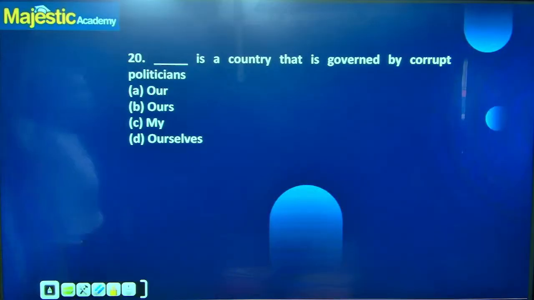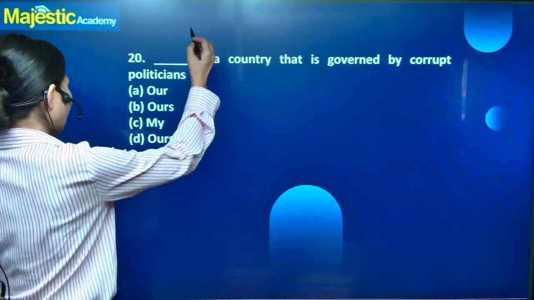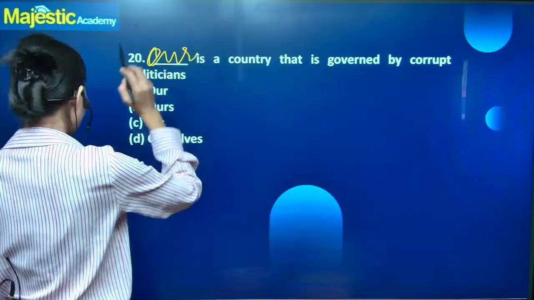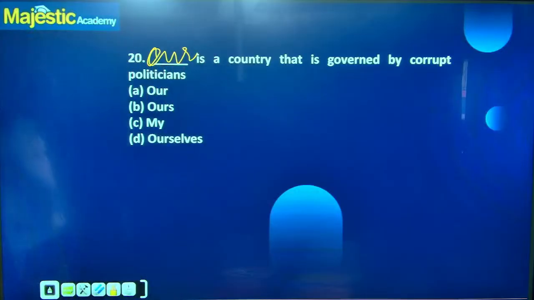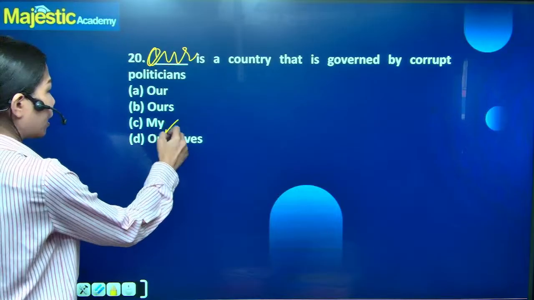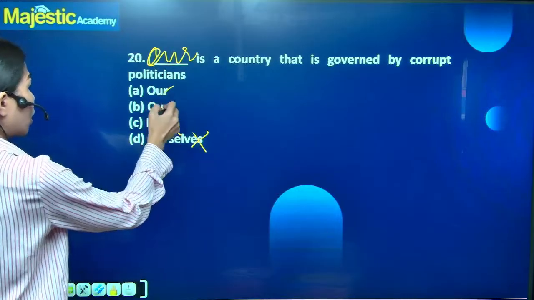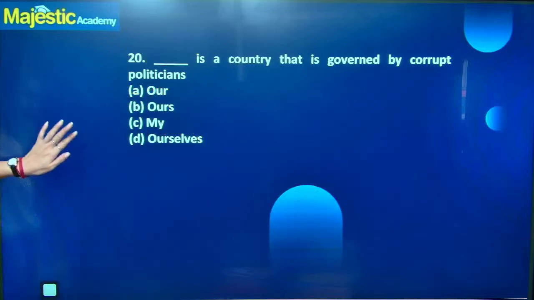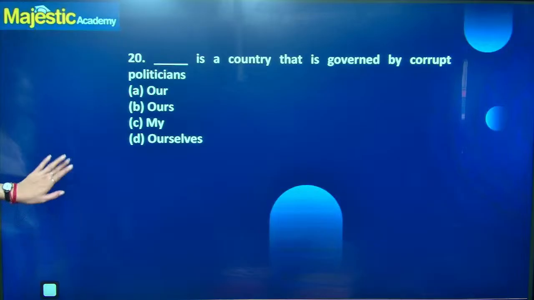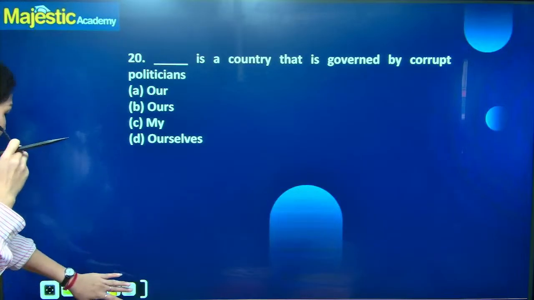It says dash is a country that is governed by corrupt politician. In this case we can say our is a country that is governed by corrupt politician, because we can't say my is a country, ourself, no, not ours. Option should be option number A. Our is a country that is governed by corrupt politician.